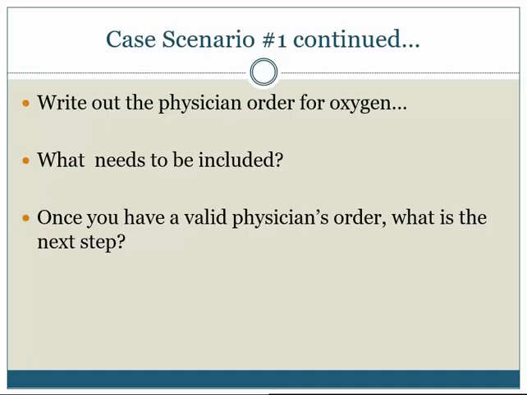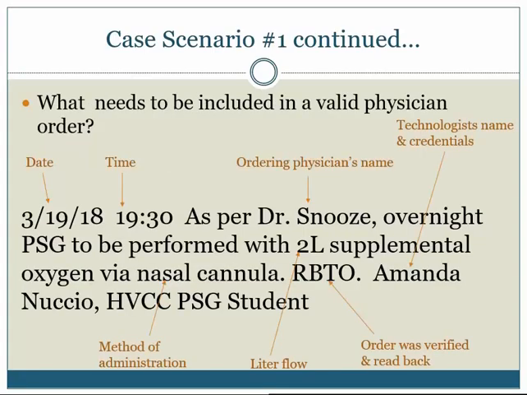Do you know what needs to be included for the physician order for oxygen? Date, time, doctor's name, who you called, FiO2 or liter flow, or what your target SpO2 should be, how we're going to put it on them, you're not just going to blow it in their face, your name, credentials. So once you have a valid physician's order, what's the next step?